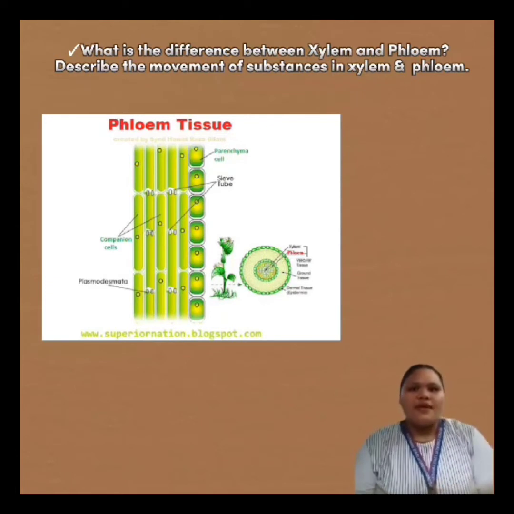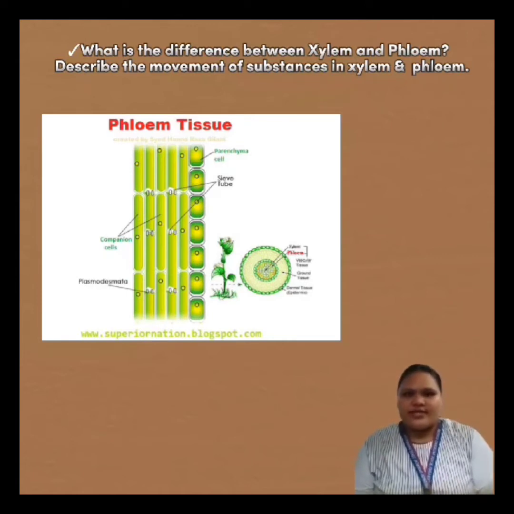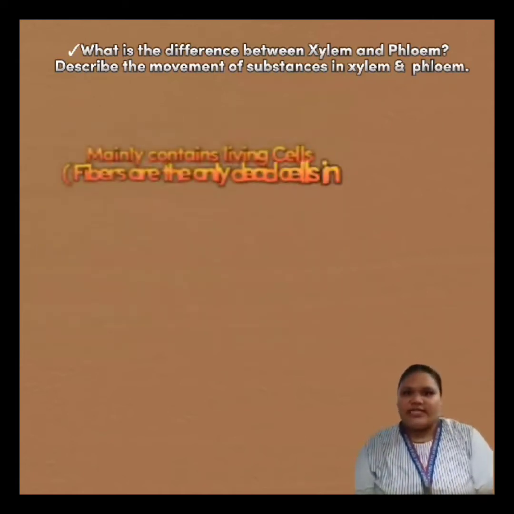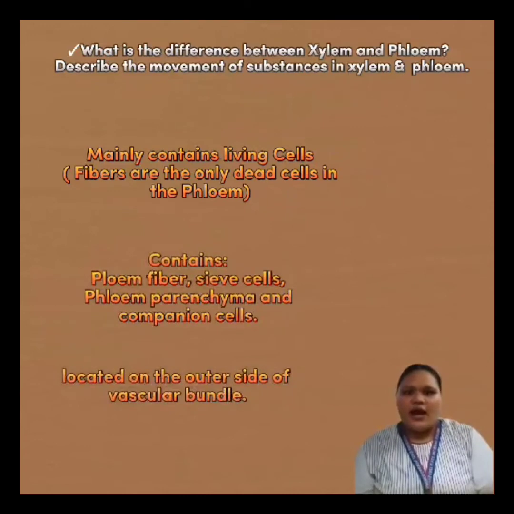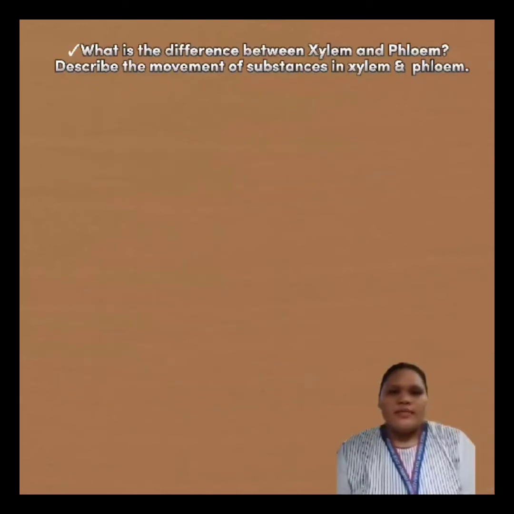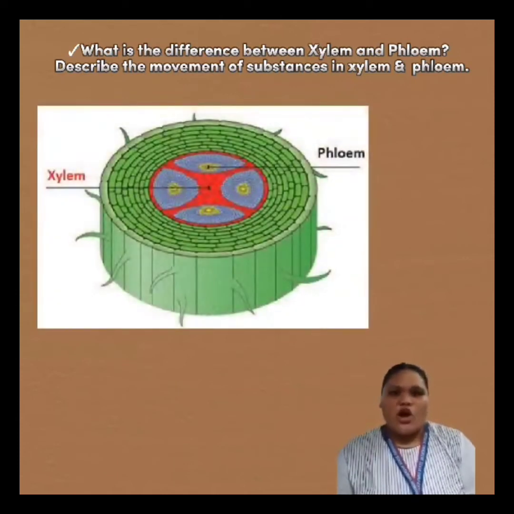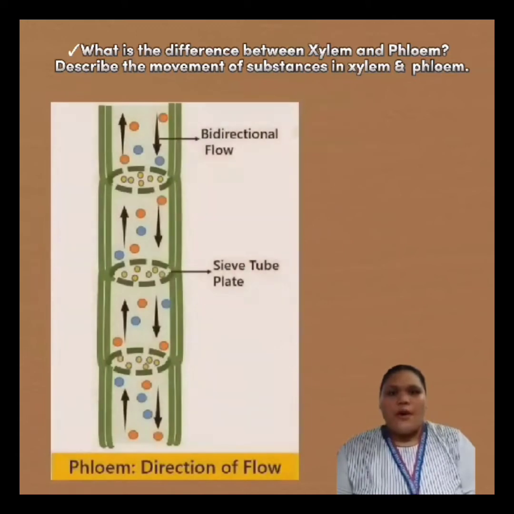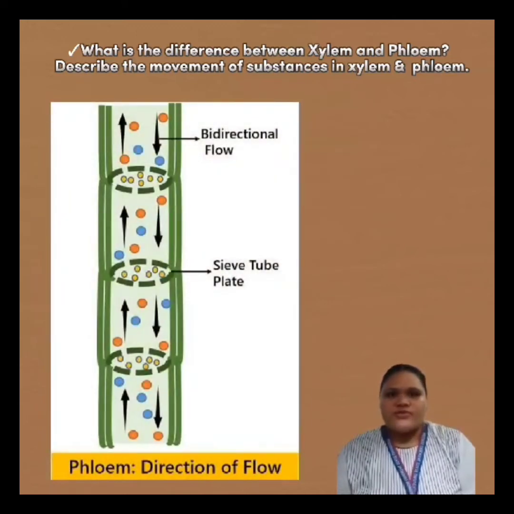Phloem. Phloem is living tissue responsible for transporting food and other organic materials. It mainly contains living cells. Fibers are the only dead cells in the phloem. Phloem is located on the outer side of the vascular bundle. Bidirectional movement also occurs.